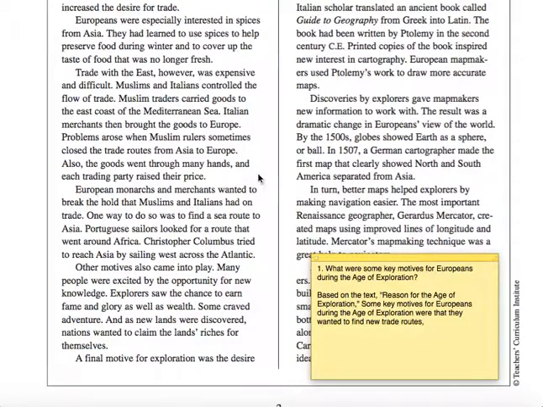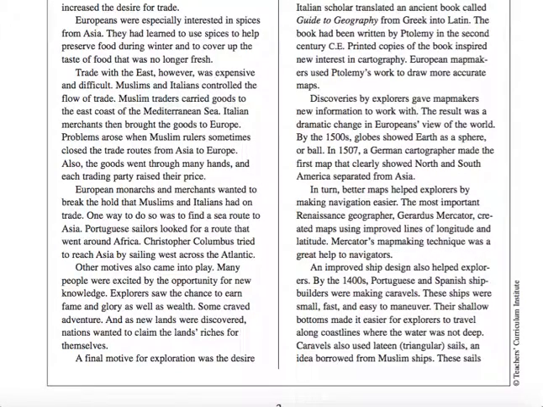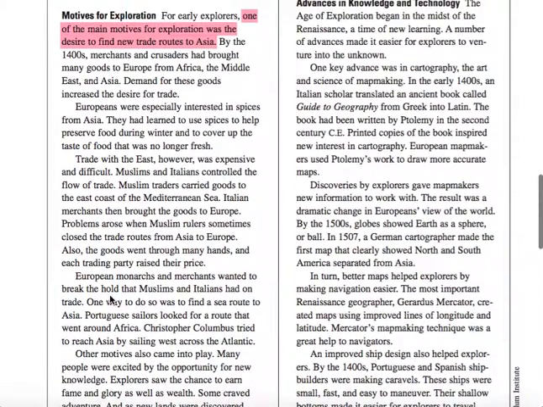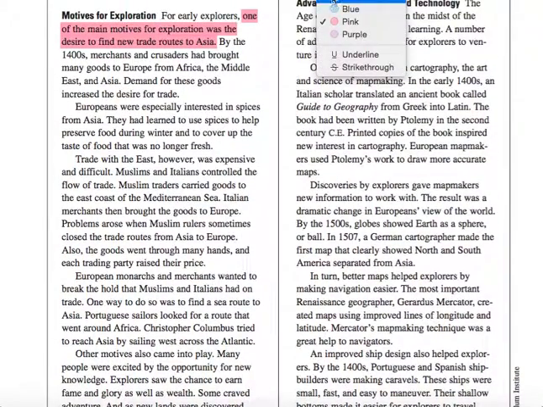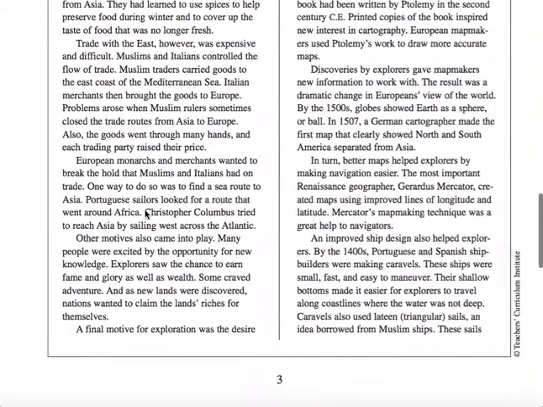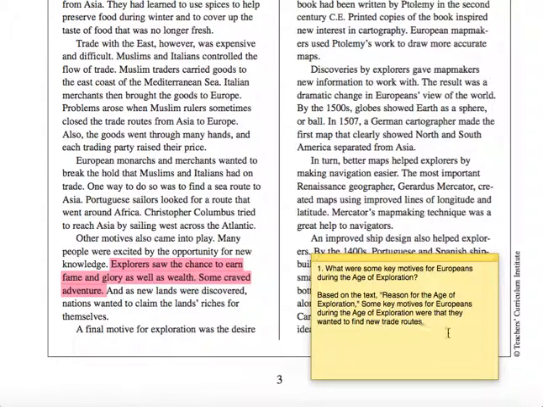So this is another motive. I'm going to go ahead and highlight it. Explorers saw the chance to earn fame, glory, and wealth, and some craved adventure. So that is something, if it's going to highlight for me, let me make sure I have my highlighter here. There we go. So there's some more evidence that's going to help prove my answer, support my answer.